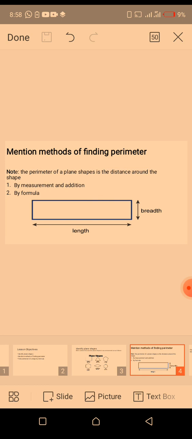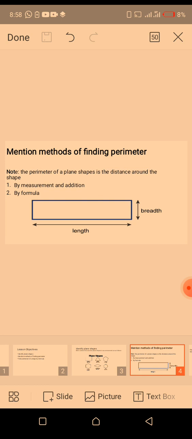So the first method of finding a perimeter is by measurement and addition, which in our previous class we were able to use, through the help of our ruler, using our centimeter and our inch. So the second method is by formula.